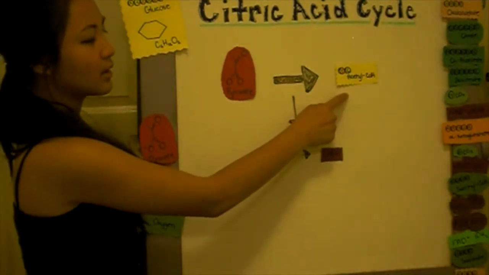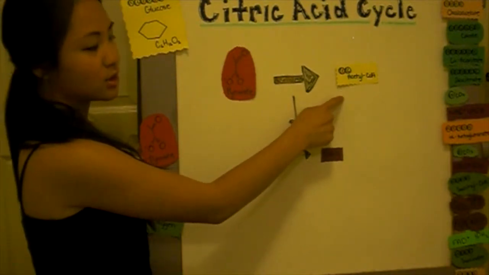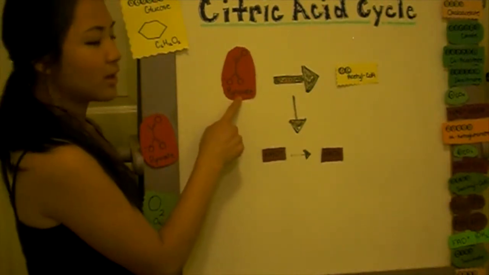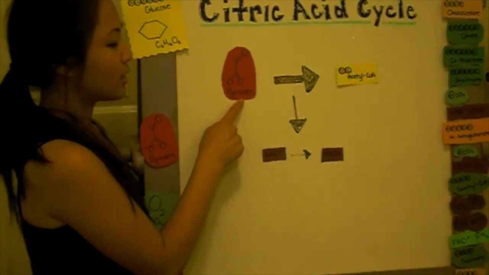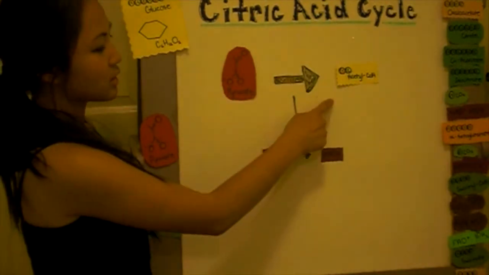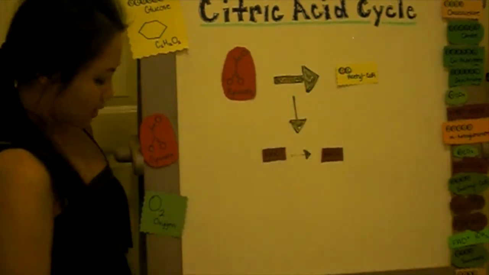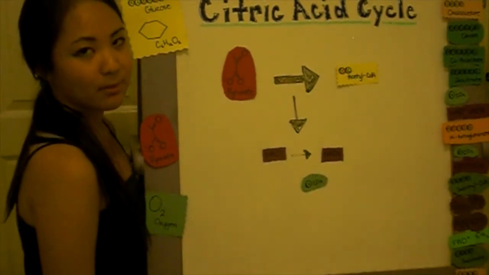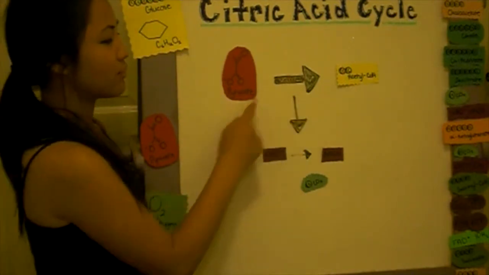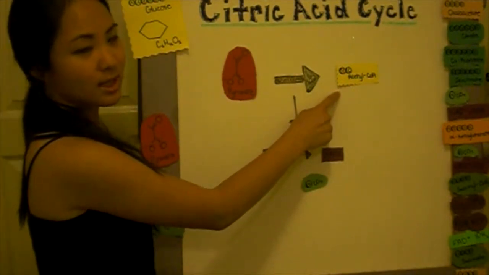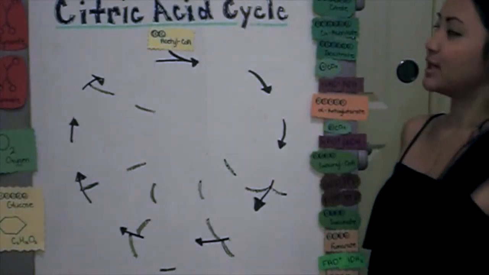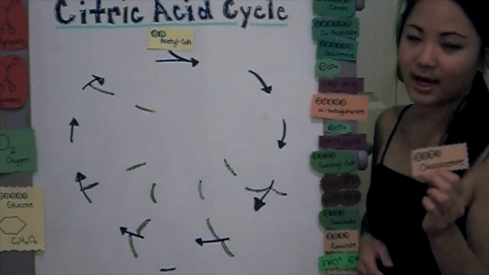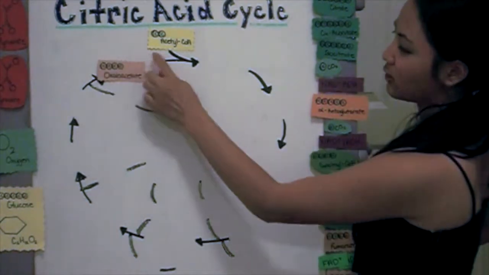and acetyl-CoA is a two-carbon molecule. It has one less carbon than pyruvate, which is a three-carbon molecule, because during the conversion from pyruvate to acetyl-CoA, a carbon is lost to produce carbon dioxide, which is a byproduct of this conversion from pyruvate to acetyl coenzyme A.